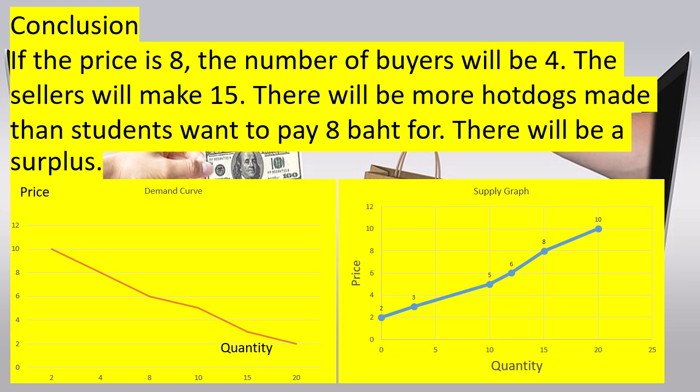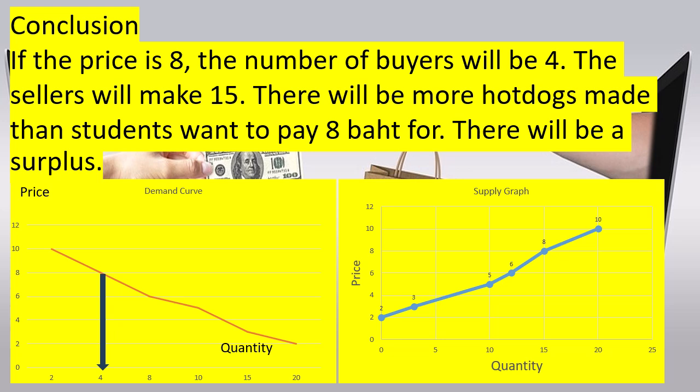The sellers will make 15 at that price. So if the price is 8 on the blue one on the right, they will make 15, and there will be more hot dogs made than students want to pay 8 baht for. So there will be a surplus, too many.